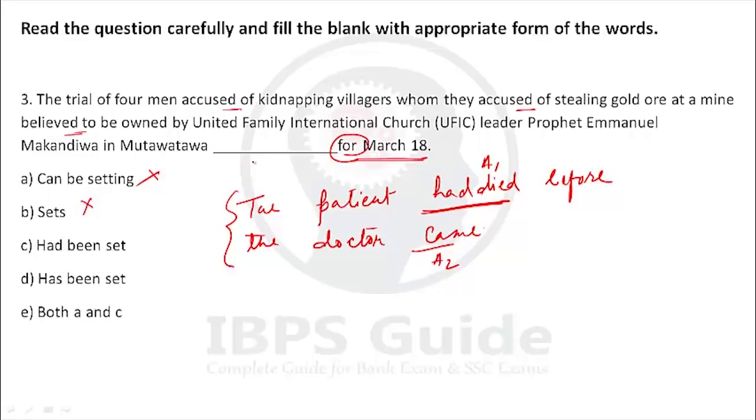But in this sentence there is no such option. It is not a completed past action, and the effect is also still here. So that's why "had been said" will not be the correct option. We have to take "has been said", which is present perfect tense.